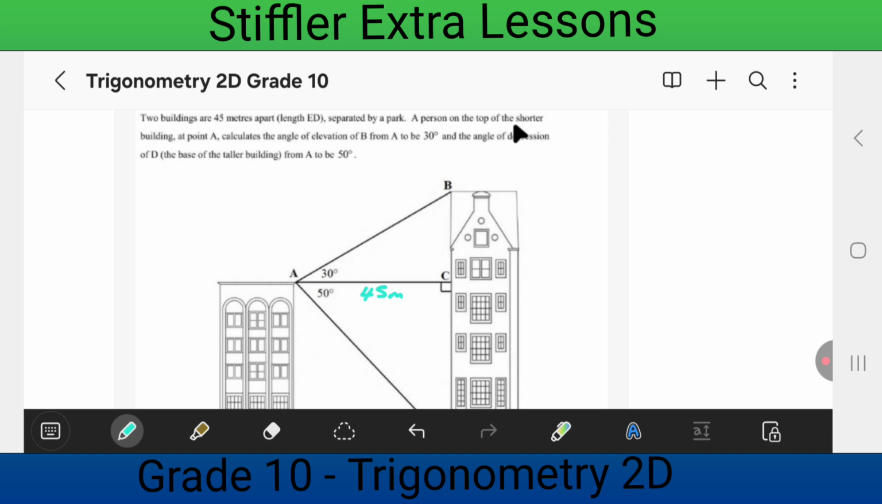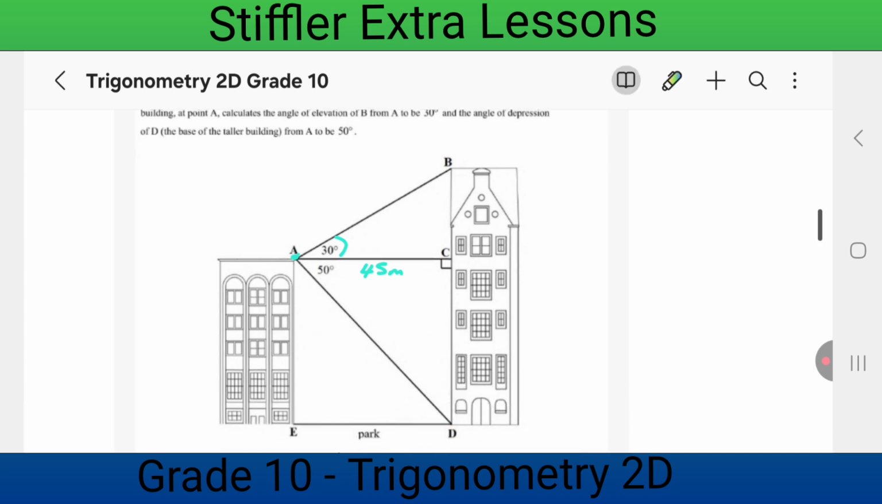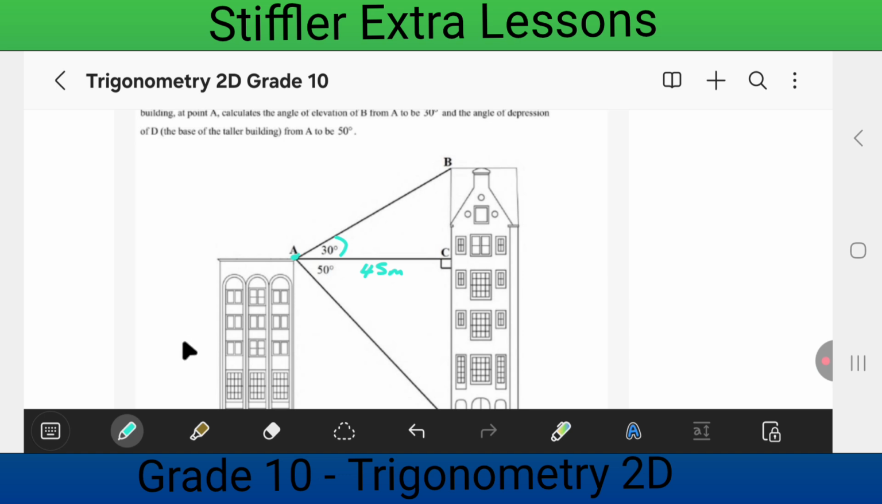A person is standing on top of the shorter building at point A. They calculate the angle of elevation of B from A to B as 30 degrees. And the angle of depression of D, the base, is 50 degrees. So this angle is going down 50 degrees, right?